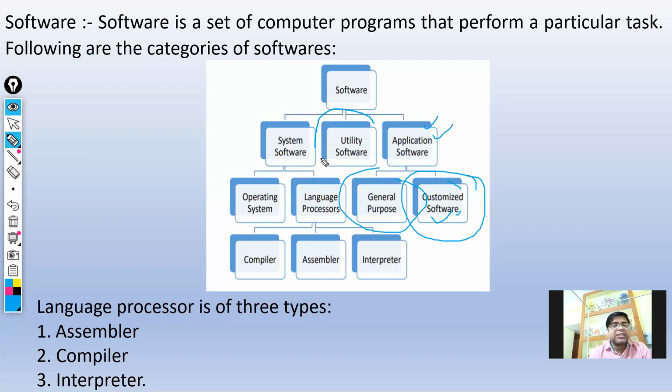Now, the next type of software is your utility software. A utility software is used to perform maintenance work on a system or on the components of the computer. Your examples are antivirus software and file management programs. They all are your utility programs.